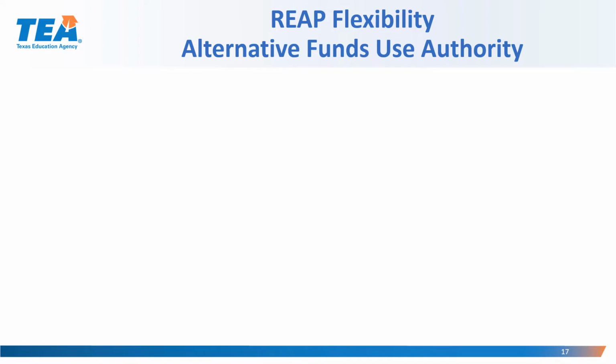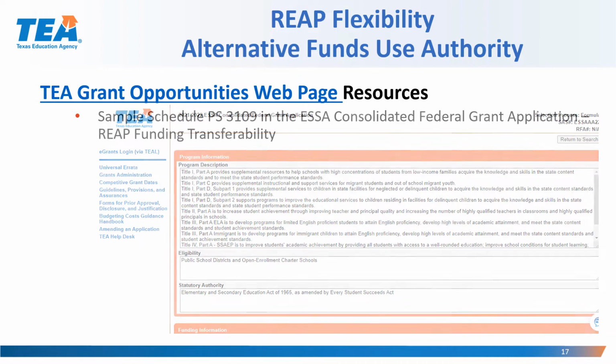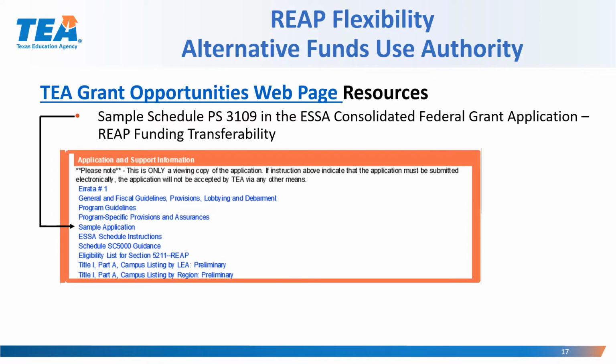REAP Flexibility can be found on the ESSA Consolidated Federal Grant Application under PS 3109. We have provided you a copy of the PS 3109 that can be found on the TA Grant Opportunities webpage under Resources. You will just need to click on Sample Application to access this.